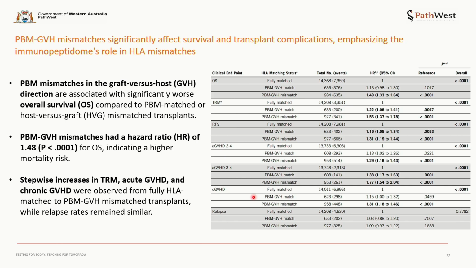So the results of this study show that PBM mismatches in the graft versus host direction are associated with significantly worse overall survival compared to PBM matched or host versus graft mismatched transplants. PBM graft versus host mismatches had a high hazard ratio of 1.48 for overall survival, indicating a high mortality risk. Stepwise increases in transplant-related mortality, acute graft versus host disease and chronic GVHD were observed from fully HLA matched to PBM GVH mismatched transplants, while relapse rates remained the same.